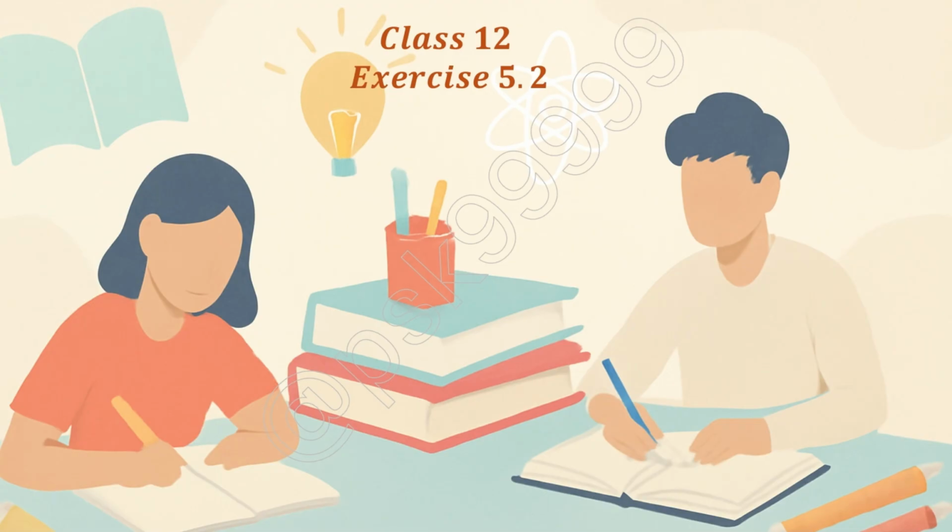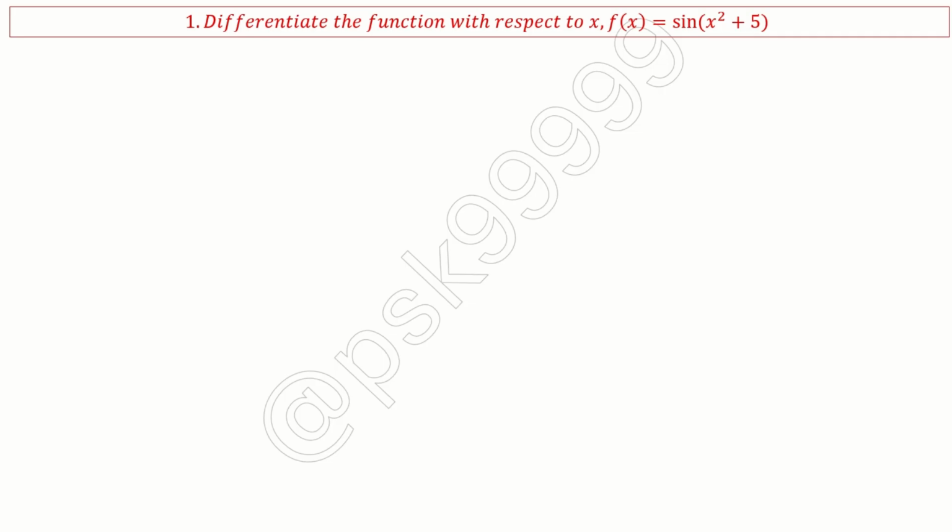So let's do exercise 5.2. Exercise 5.1 is already covered in limits and continuity in the previous video. So this is 5.2. Differentiate the function with respect to x, f of x equal to sine of x square plus 5. This is the chain rule I am talking about. You will practice more problems with the chain rule here.